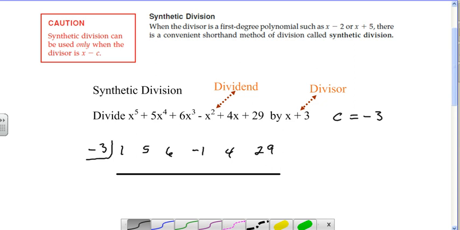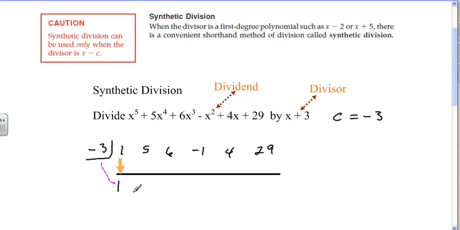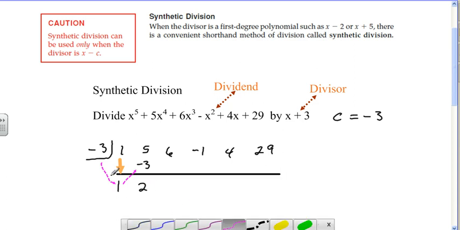The first thing we do with our synthetic division is take the first coefficient, 1, and bring it down here. So we'll start out and put a 1 here. Then we're going to be doing some multiplication and addition from here on out. We take -3 and 1, multiply them, and put that answer here. So -3 times 1 is -3. And then we combine them: 5 plus -3 is 2. Then we're going to repeat that process until we're finished.